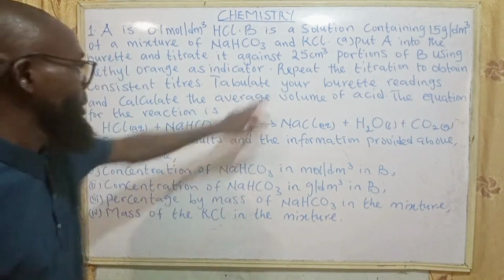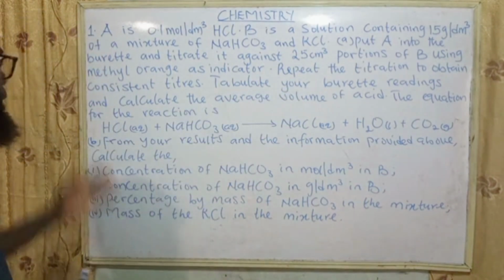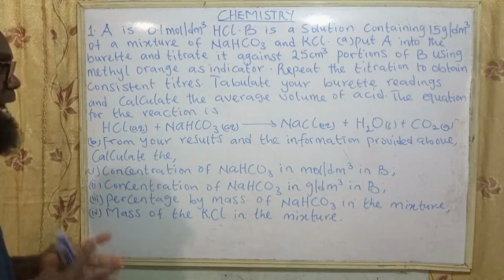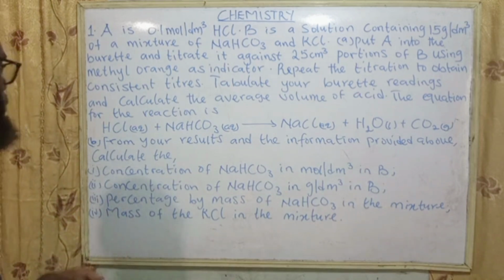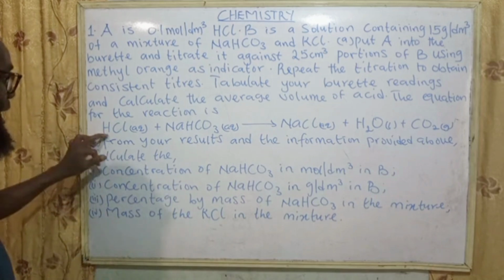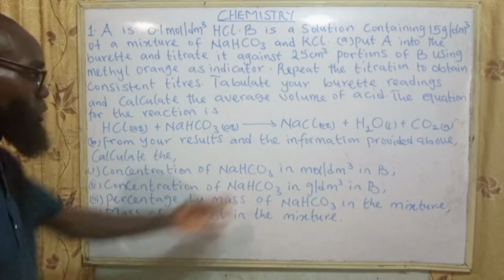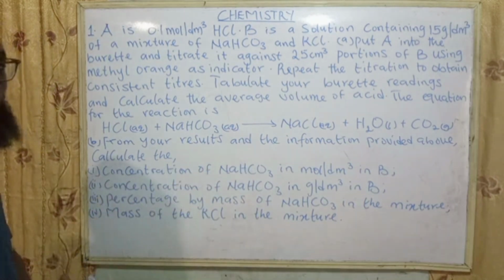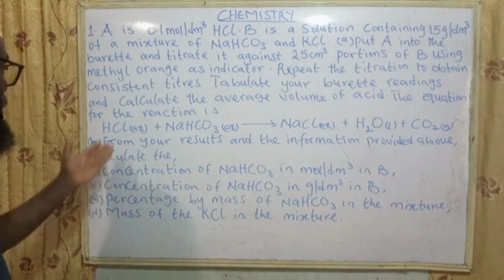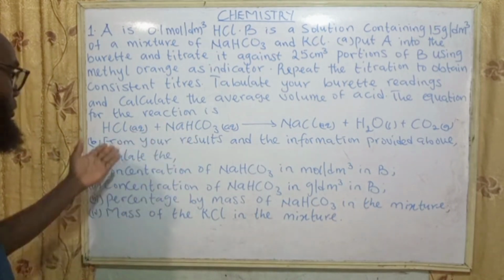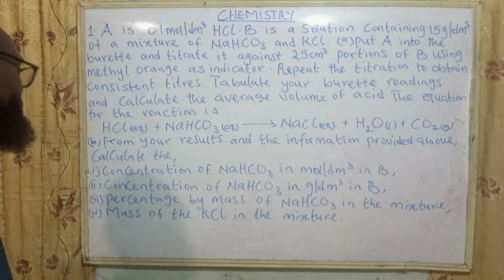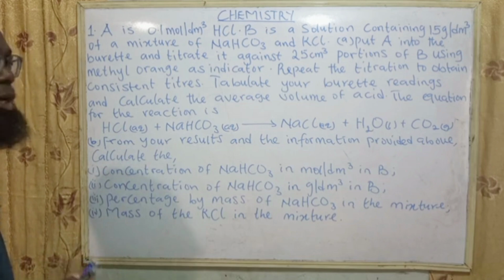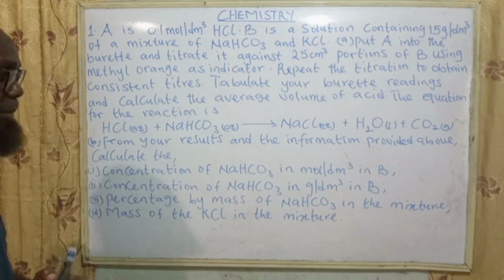Now let's continue. Repeat the titration to obtain consistent titers. Tabulate your burette readings and calculate the average volume of acid. The equation for the reaction is HCl combining with sodium hydrogen carbonate to give sodium chloride, water, and carbon dioxide. When you look at this equation, the equation is balanced already. In this case, the ratio of HCl to sodium hydrogen carbonate is 1:1.